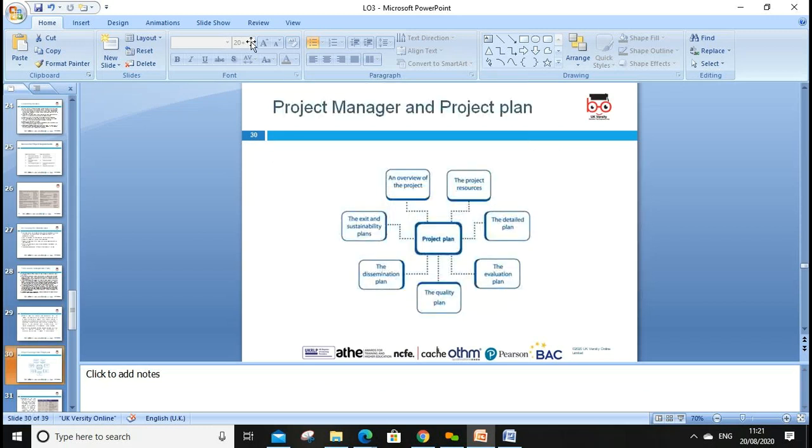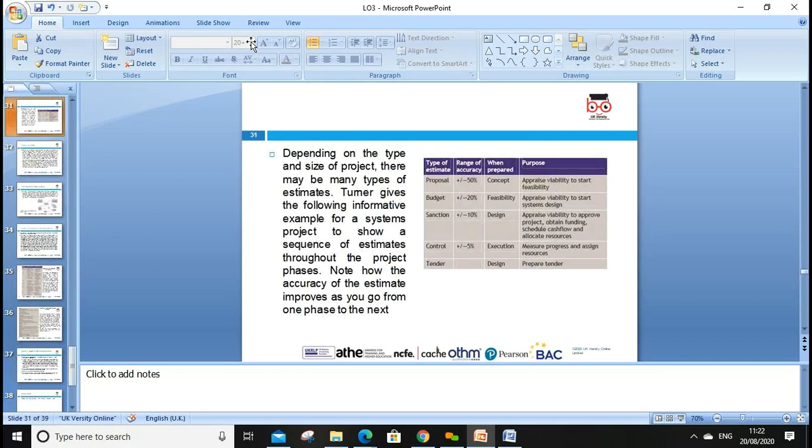Next we can look at the project managers and the project plan. We can look at an overview, project resources, and the detailed plan. All this we need to do to make the project successful. And then costing. Costing is very important, so we need to look at the accuracy.